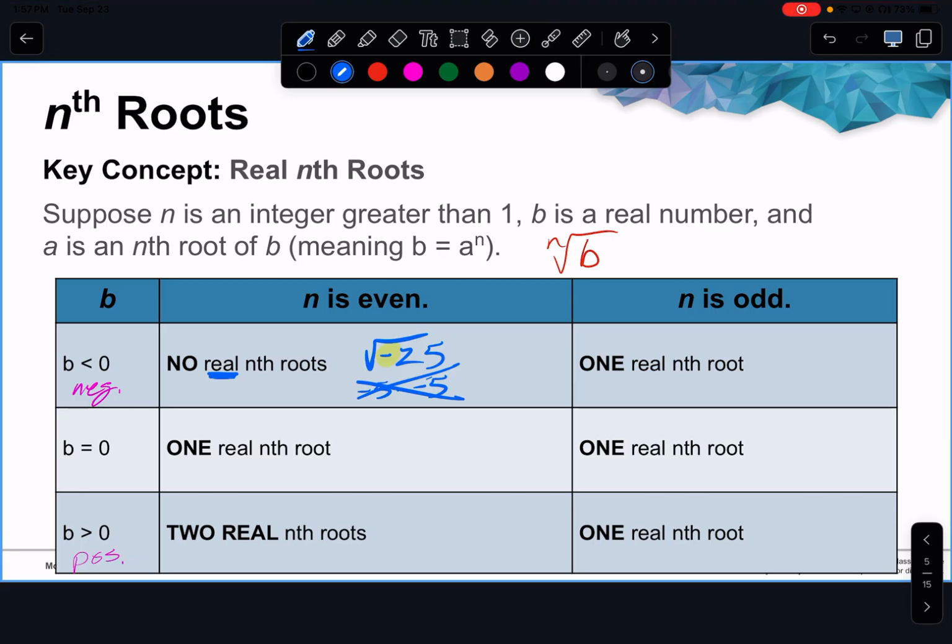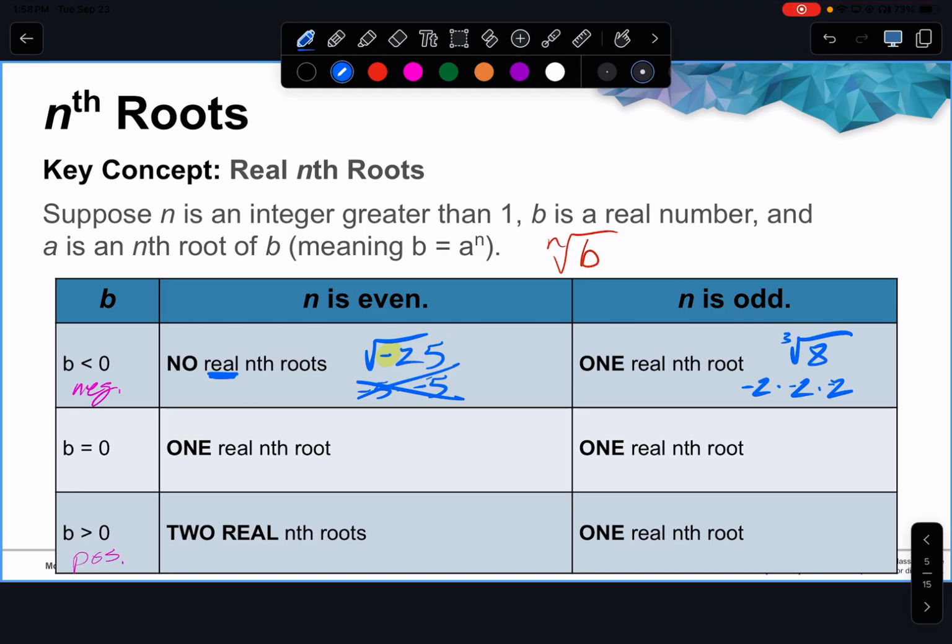If n is odd, let's use 8 because that's a nice easy one, and we're going to use the cube root. You guys agree that 3 is odd? This means we're going to have one solution, and here's why. Does anybody know the cube root of 8? What times itself 3 times gives us 8? 2. 2 times 2 times 2 gives us 8. Well, if I make each of these negative 2, am I going to get positive 8? No. I'm going to get a negative 8.